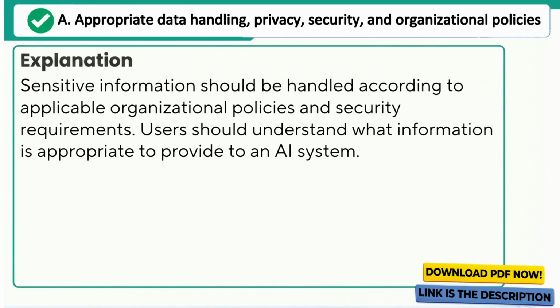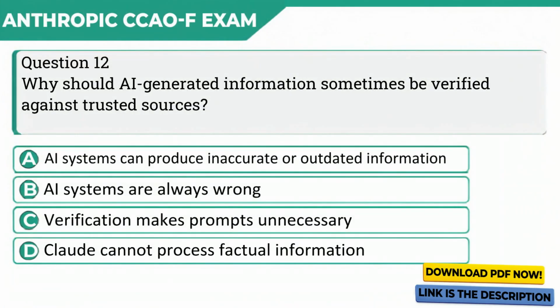Explanation. Sensitive information should be handled according to applicable organizational policies and security requirements. Users should understand what information is appropriate to provide to an AI system. Question 12. Why should AI-generated information sometimes be verified against trusted sources?